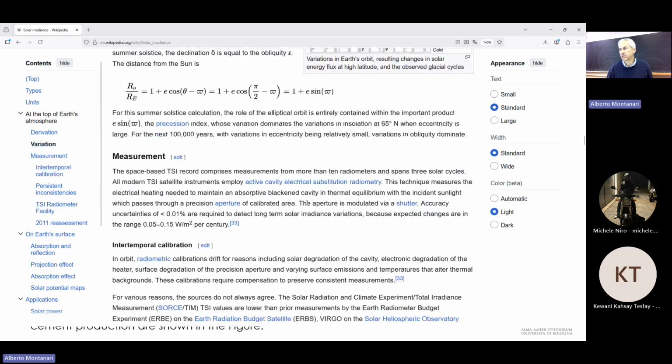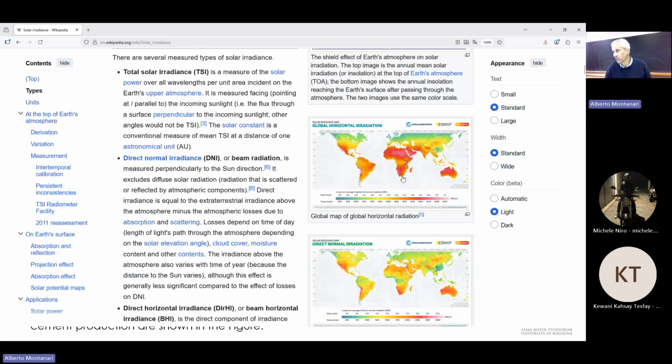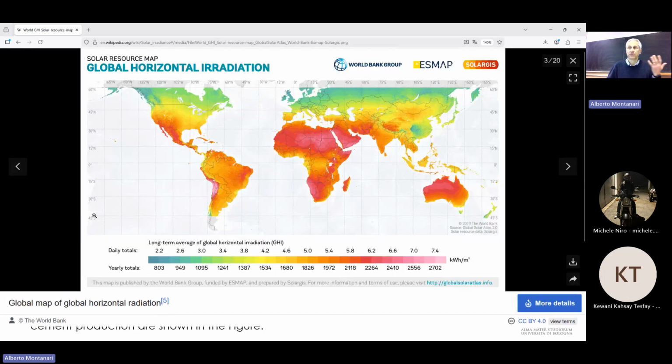And let's see the maps. The maps are what you may expect. Of course, more solar irradiance at the equator and close to the equator, and then less solar irradiance close to the poles. The map of solar irradiance is important also for deciphering the amount of energy that can be derived from the sun through photovoltaic conversion, for instance.